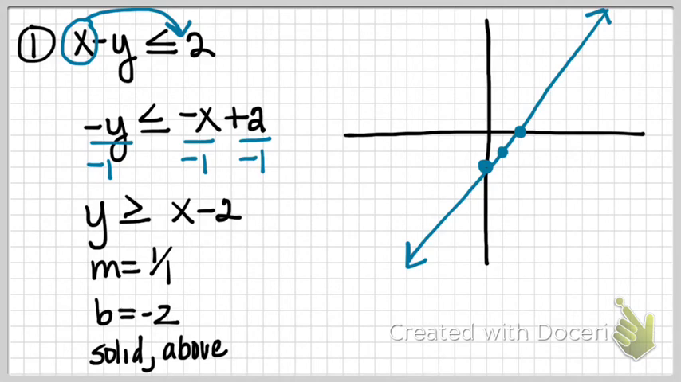So I graphed that first one. Here, let me regraph it because I forgot to start the recording again. So we put a point at negative 2. Then we go up 1 to the right 1, up 1 to the right 1. And then we draw a solid line so we don't have to lift our pencil. And then we're going to shade above.